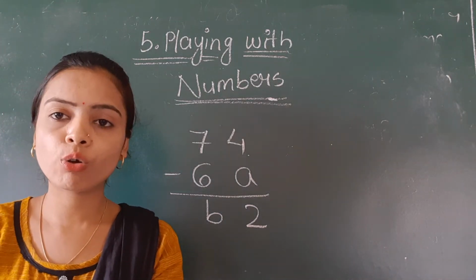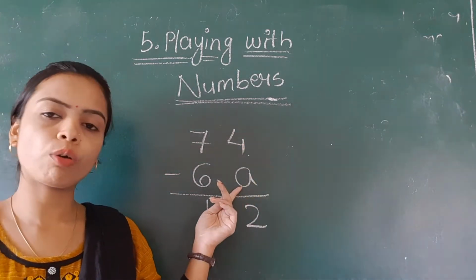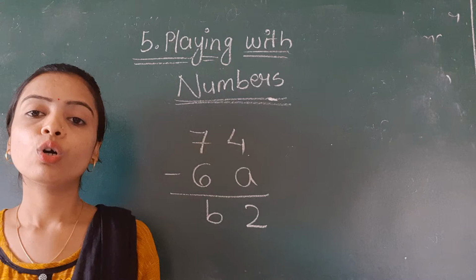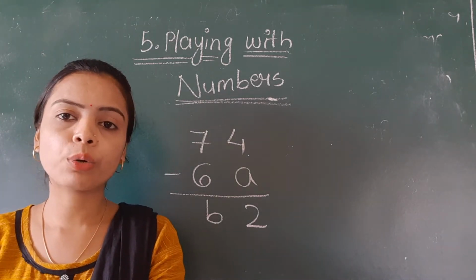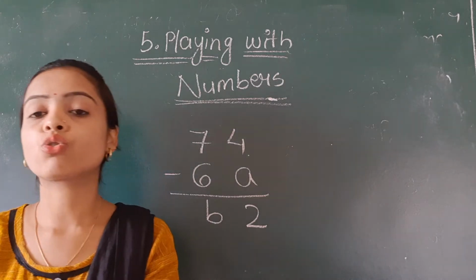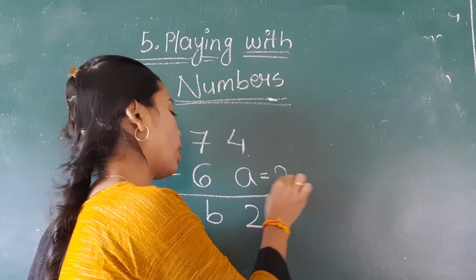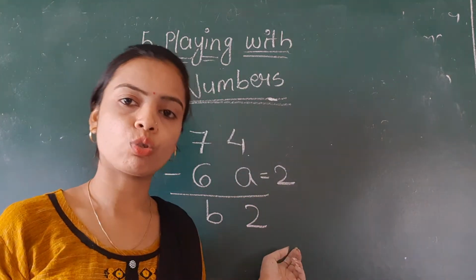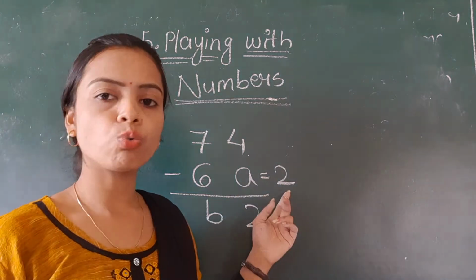So what is the value of a here? Since you are subtracting something from the 4 and you are getting the answer 2, you have to tell me what you subtract from 4 to get the answer 2. Of course, your answer will be 2. If you subtract 2 from 4, you get 2. So the value of a is 2 here.